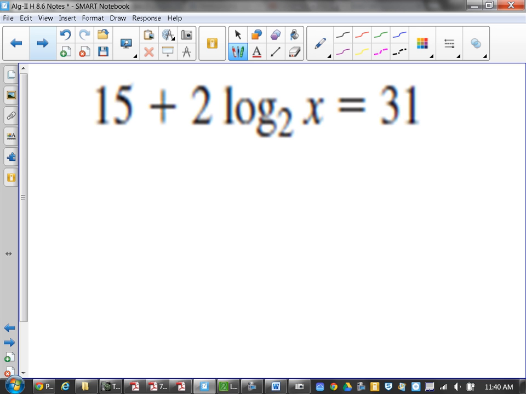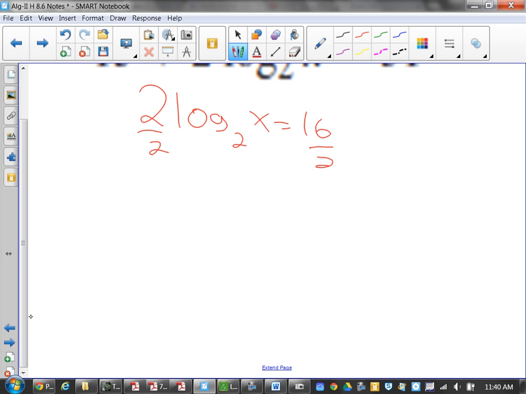What was your first step? Subtract 15. So you had 2 log base 2 of x equals 16. Then what? I made it so it was x squared. No, divide by 2. Okay, that's fine. Because it's 2 times the log. That's very true.